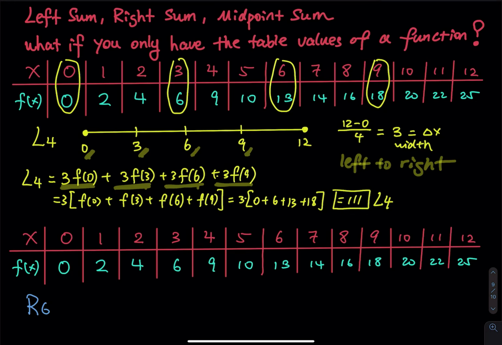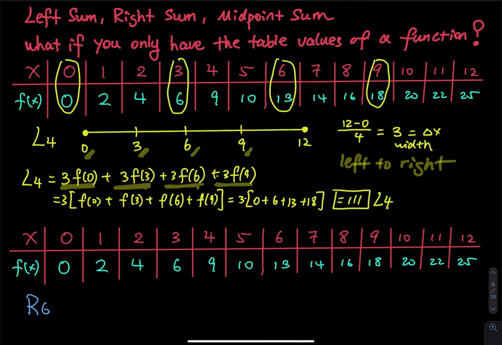Okay, here is the idea for the left sum using 4 subintervals. You grab 4 y values from left to right. Again, from left of the segment to the right of the segment, you grab the first 4 x values or y values from left to right. 1, 2, 3, 4. You grab the first 4 from left to right.